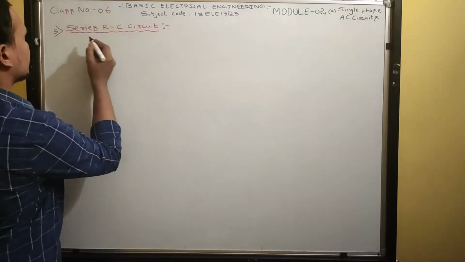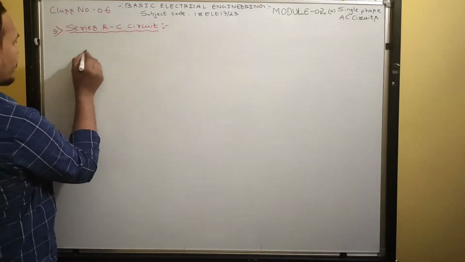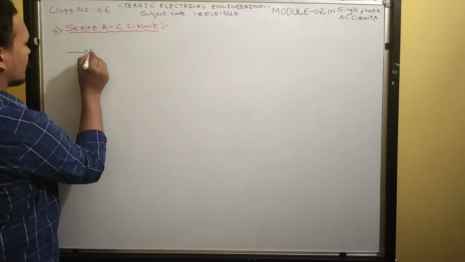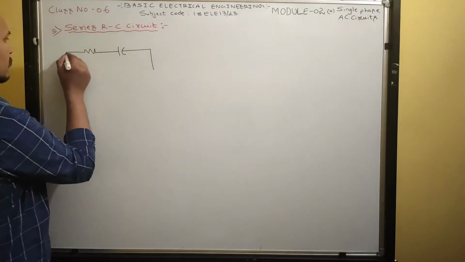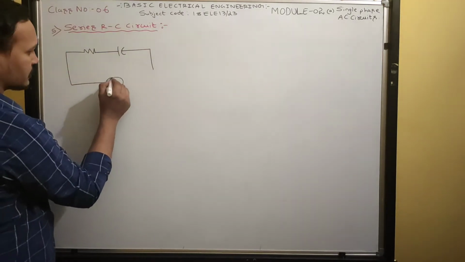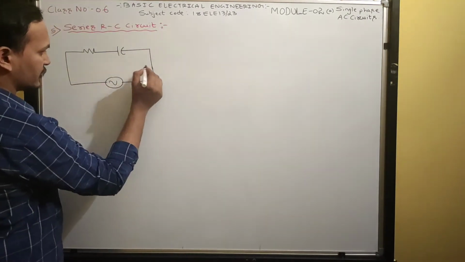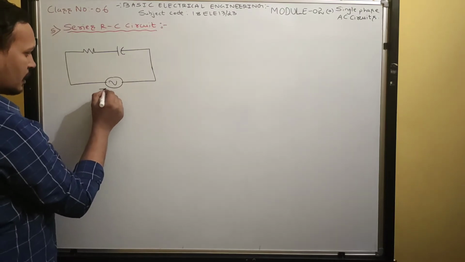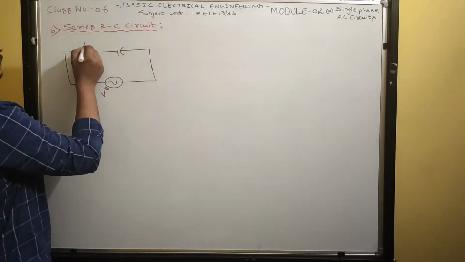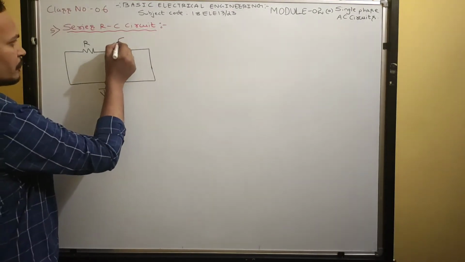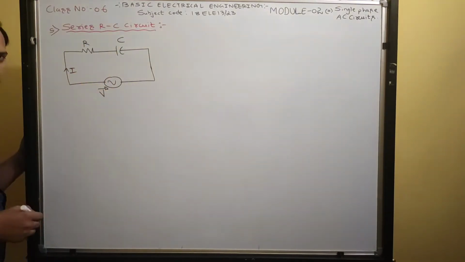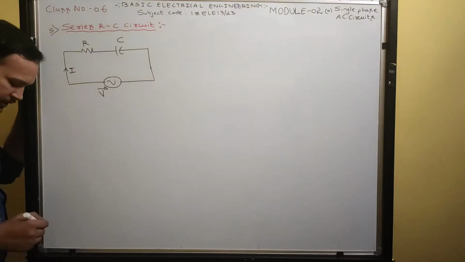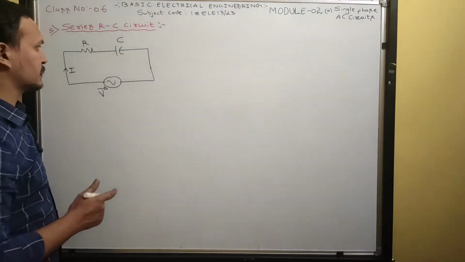Let us start. Series RC circuit. The circuit consisting of resistance and capacitance connected in series across a supply voltage is called a series RC circuit, as shown in the figure below. Resistance and capacitance, and some current flows. I have written capital letters, which indicate RMS quantities.